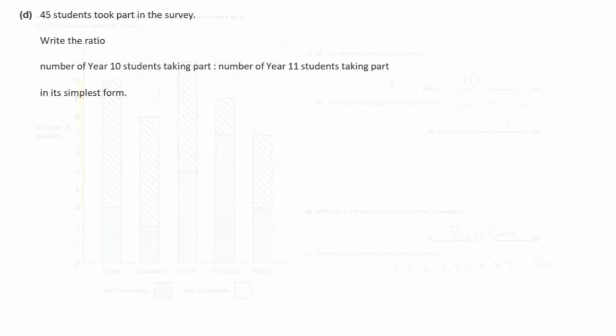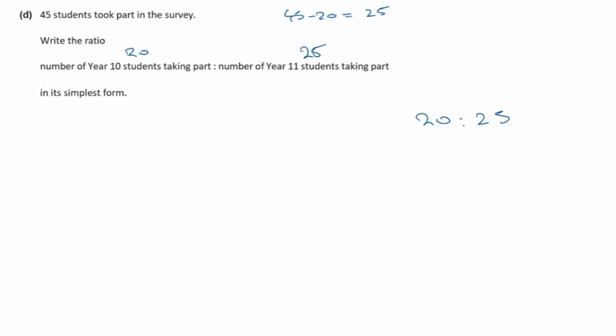Okay. Part D says 45 students took part in the survey. Write the ratio, number of year 10 students taking part to number of year 11 students taking part, in its simplest form. Okay, well, in part C, we counted the number of year 10 students, and that came to 20. And if there are 45 altogether, then 45 minus 20 leaves me 25 students. They must be the year 11s, isn't it? So we've got the ratio of 20 to 25.